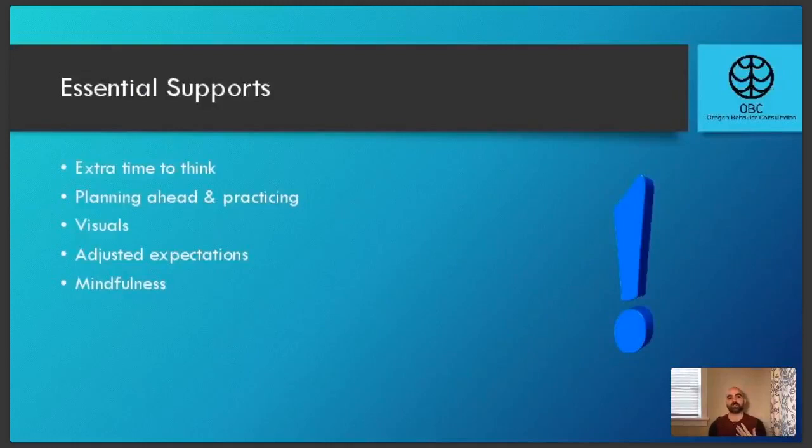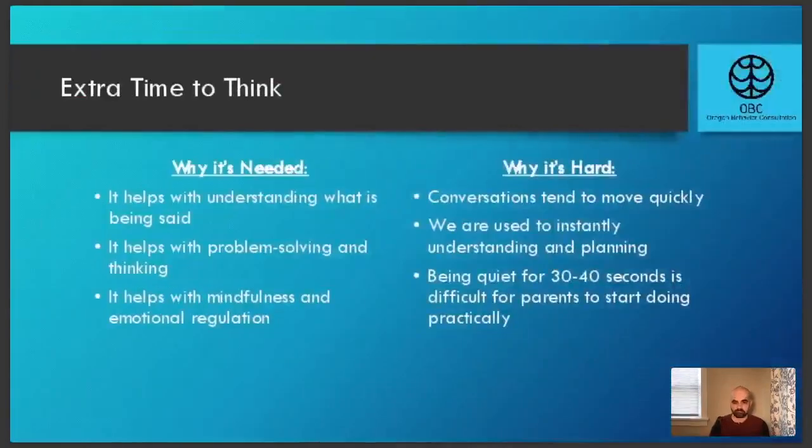So today we're going to go over five, what I consider to be essential supports for people with FASDs. Those include taking extra time to give them time to think, for us to plan ahead and practice with the person various situations. We'll talk about that more. Using visuals, ultra important. Adjusting expectations, and trying to encourage mindfulness. And we'll explain that a little bit later. So let's first talk about taking extra time to think.